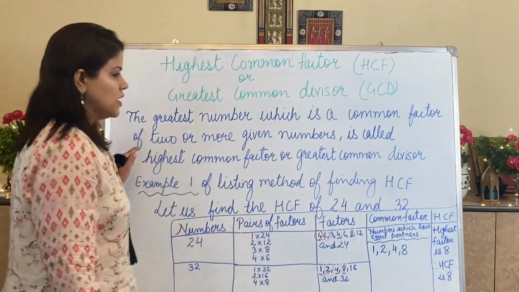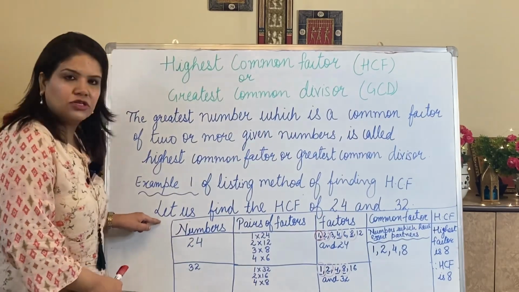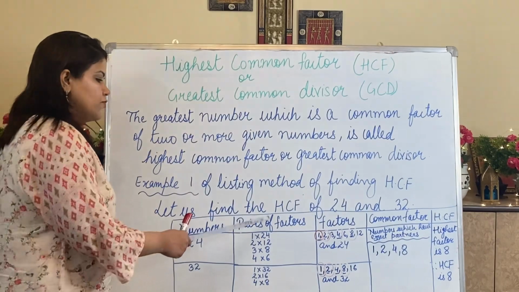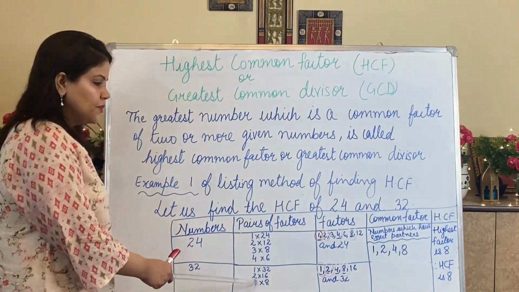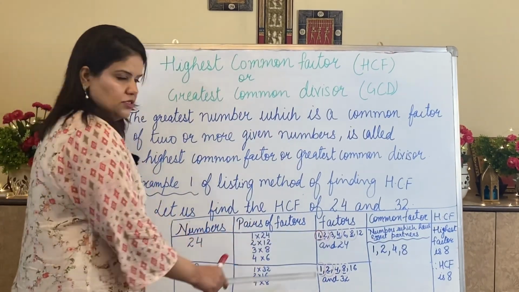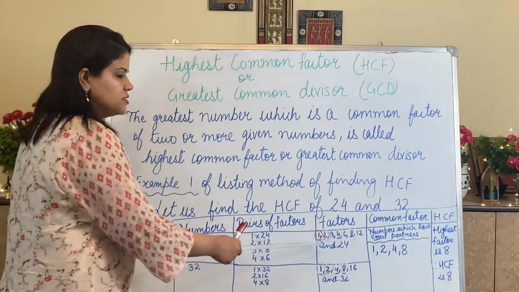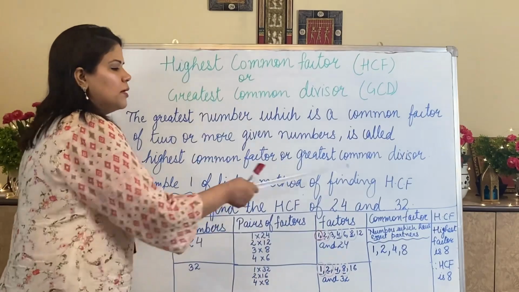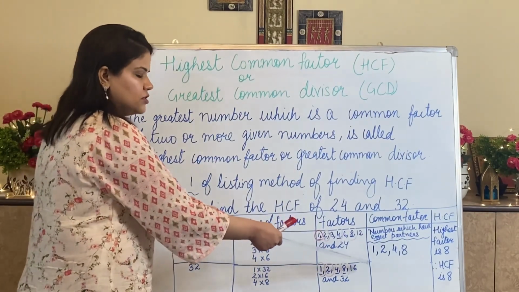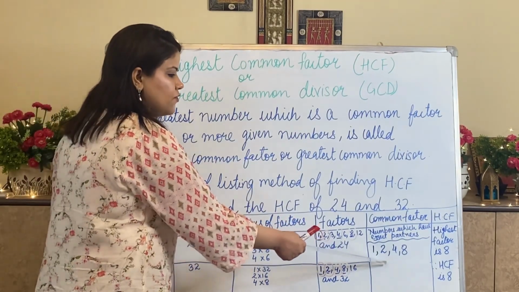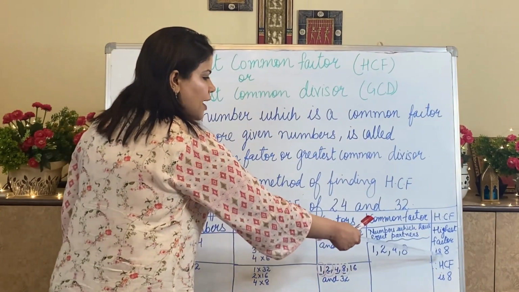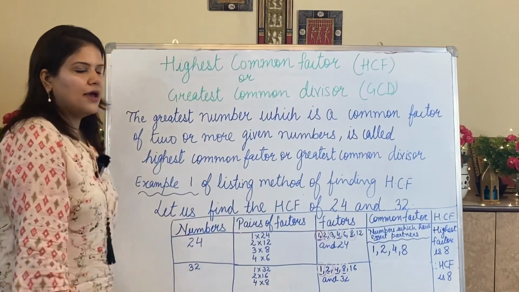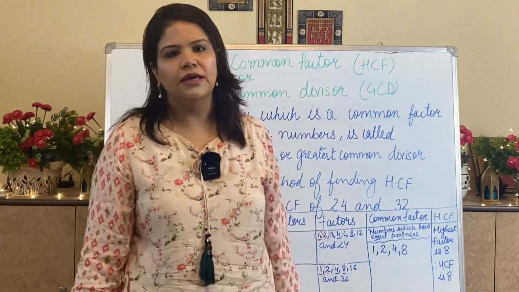I am explaining once again. You will find the factors of any given numbers. It can be 3 numbers, it can be 2 numbers. You will find the pairs of factors first, then you will list the factors. After finding the pairs of factors, it becomes very easy to list them. After listing them, it again becomes very easy to find the common factors. And after finding the common factors, we can easily find the highest factor or HCF. So this way, we can easily find HCF or GCD.